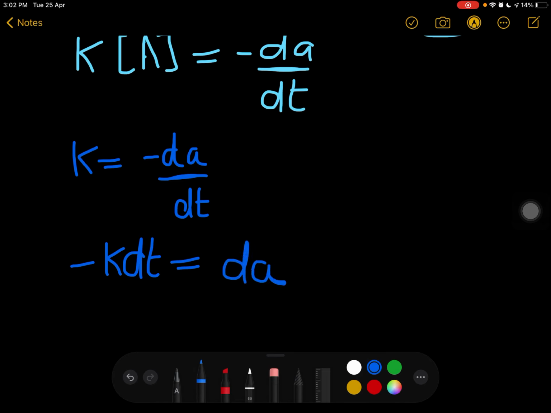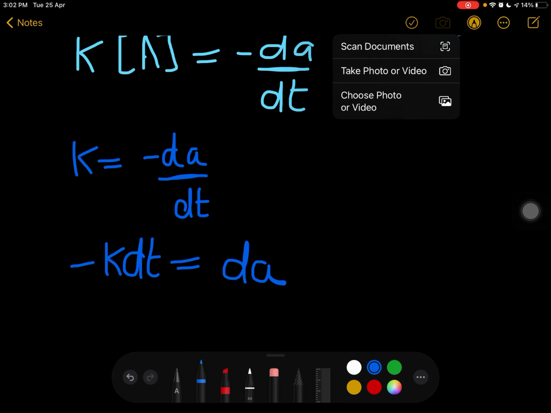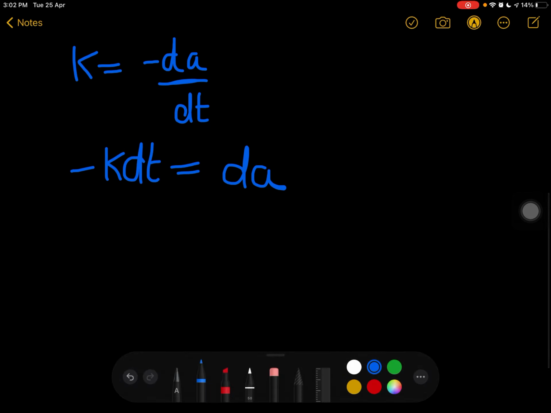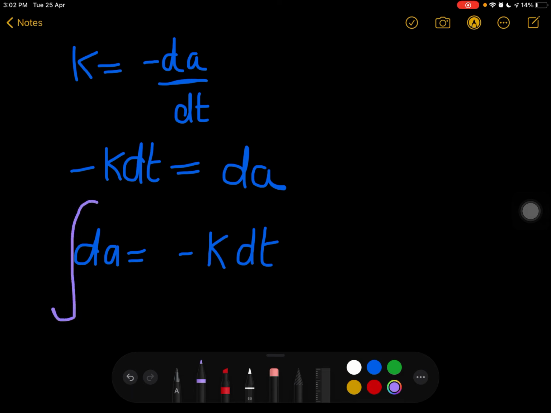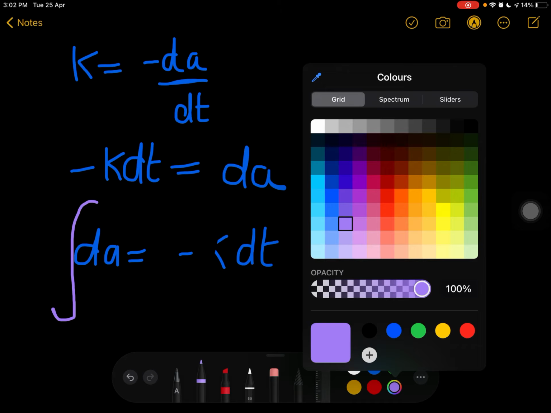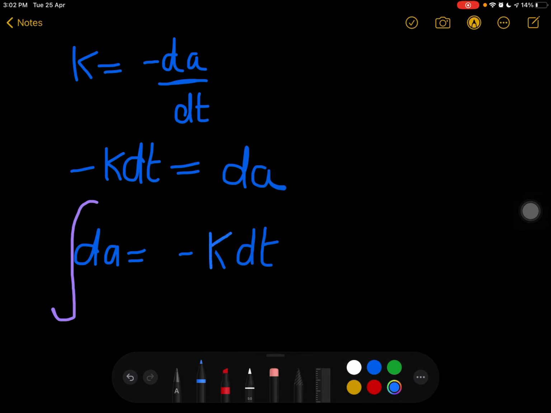Okay, we know when these types of terms emerge, we do integration, right? I can write this as this as well. Wait a minute, I can reciprocal this and write this: dA is equal to minus K dt, and we know when this type of term emerges, we do integration. So let's do integration of this, right? The constant K will also be included in the integration as well.